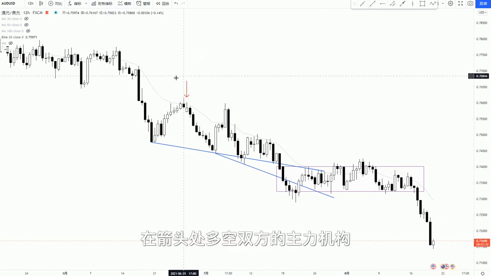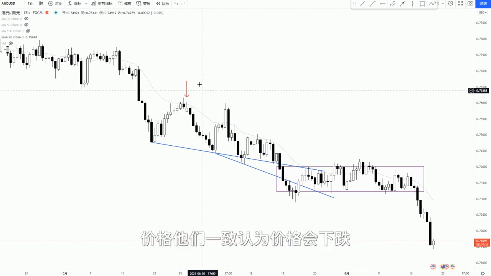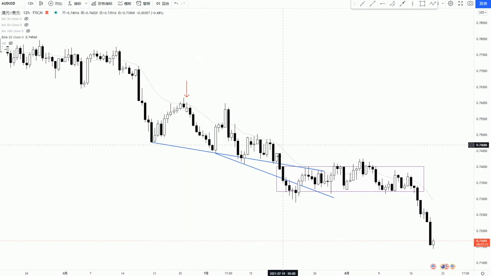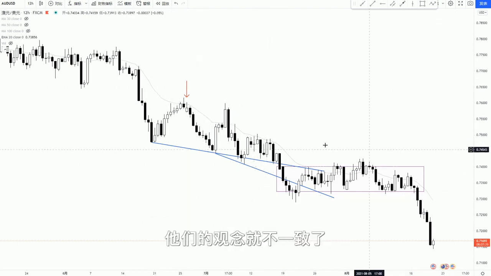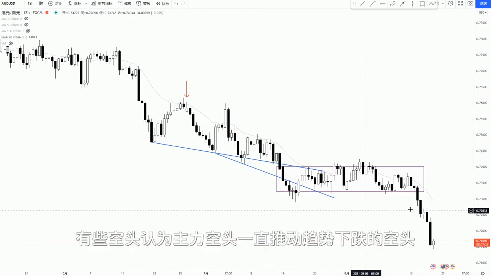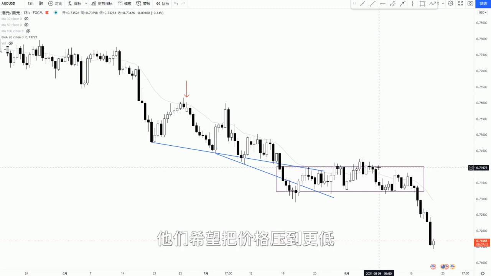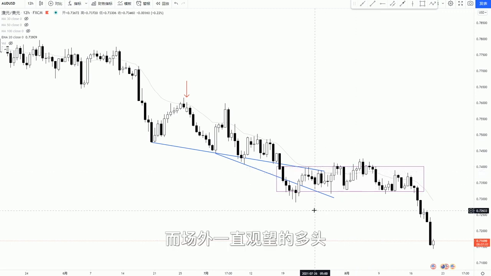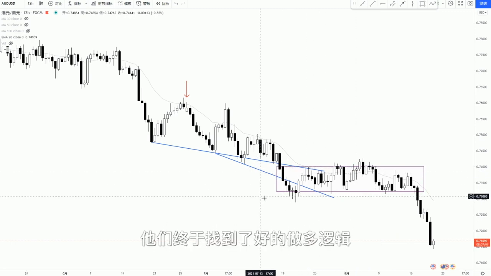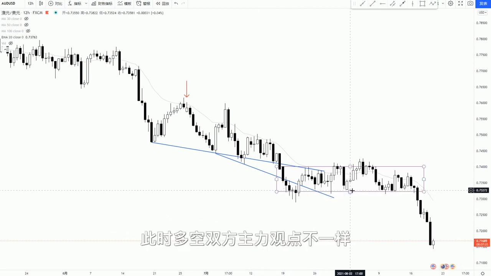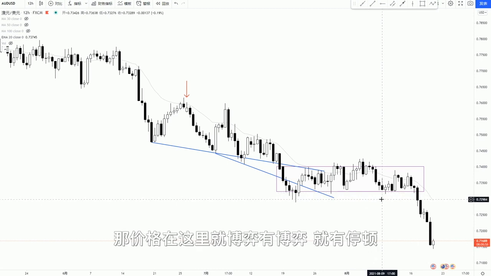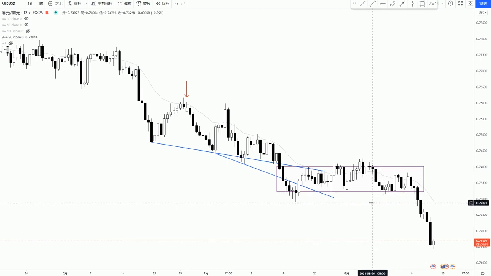When they get to the box, they don't agree on the price. Some of the bears think the main shorts are always pushing the bearish side. They take profits at the bottom, liquidating positions, and in the box above, continue to short. They hope to push the price lower, and outside, the longs who have been waiting to see have finally found a good long logic. They also actively participate in the market. At this time the main views of the long and short sides are not the same. The price here is in a tug of war, and there is a pause. This is what we call a complex correction.